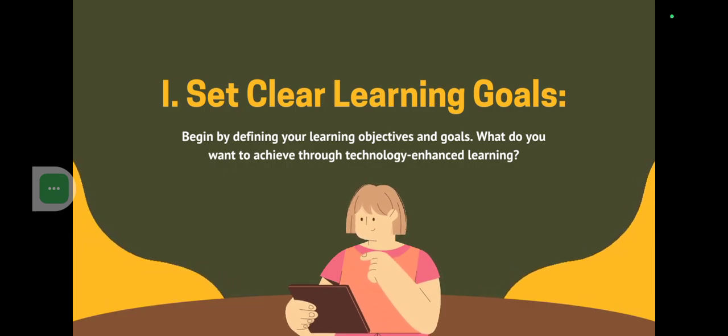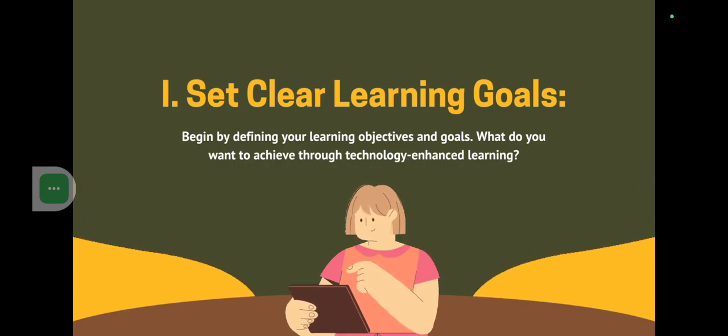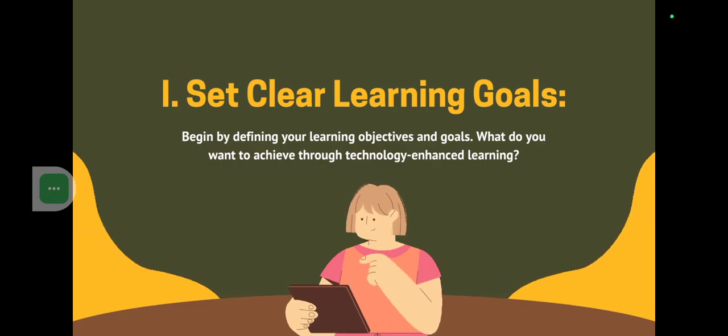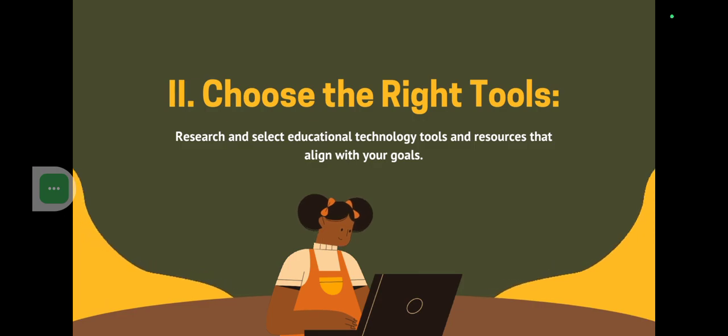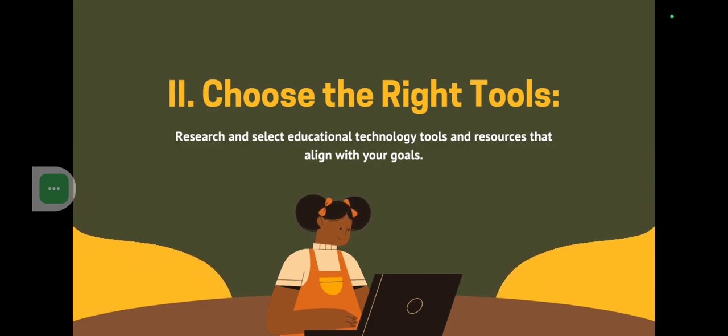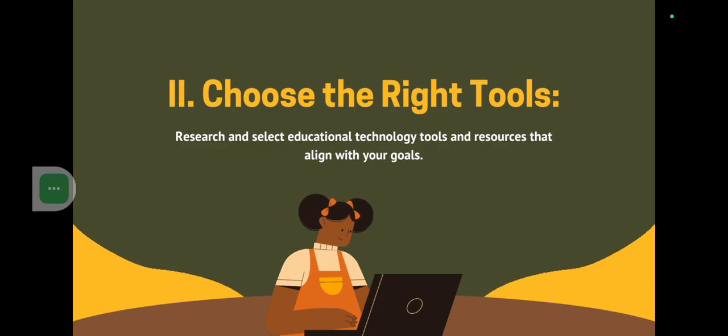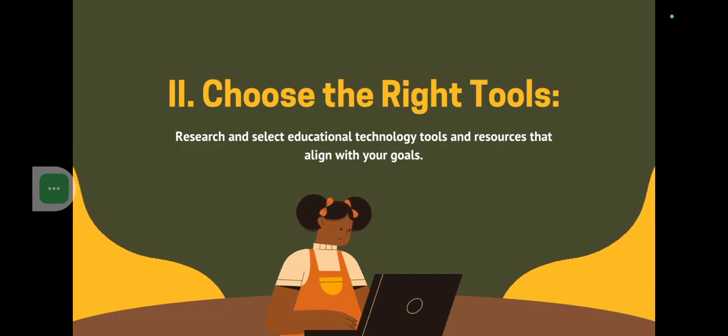So firstly we will set clear learning goals. We will define our objectives and goals, and see how we will achieve them using technology. Then secondly, we will choose the right tools. We will use different educational technology tools and resources which will be aligned with our goals. We can do it by researching.